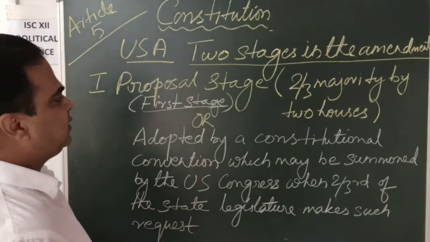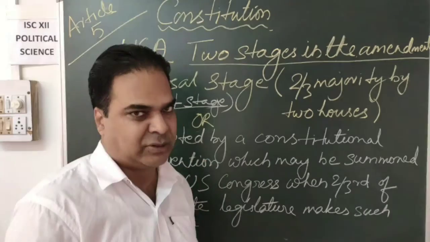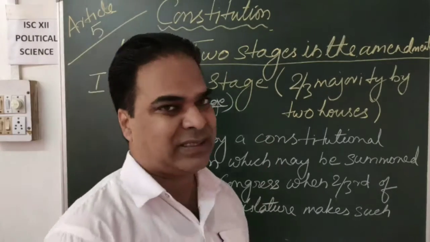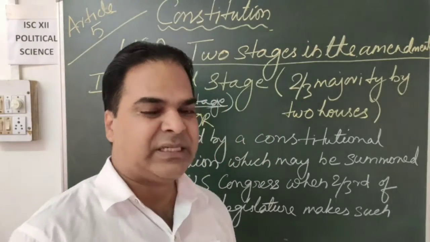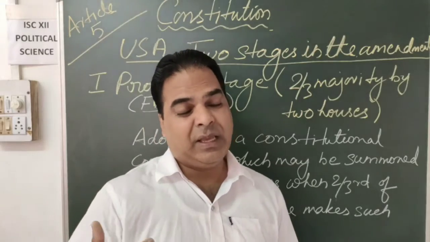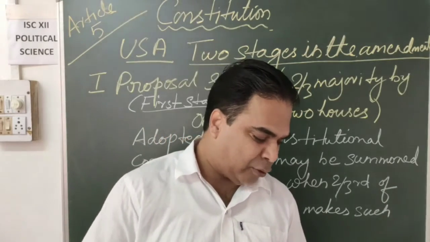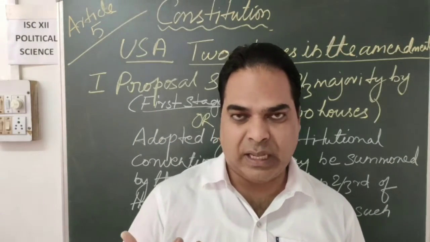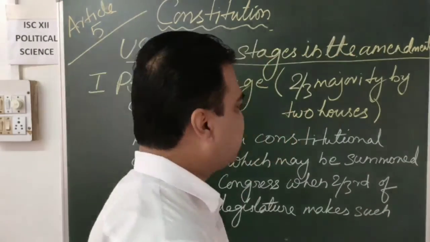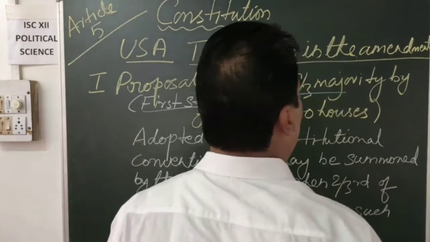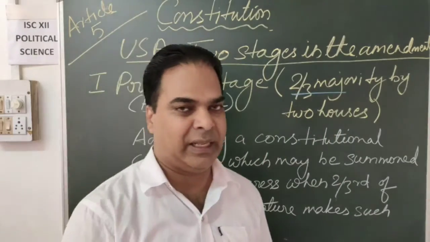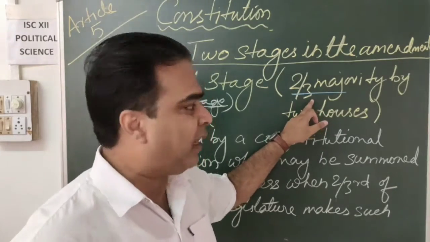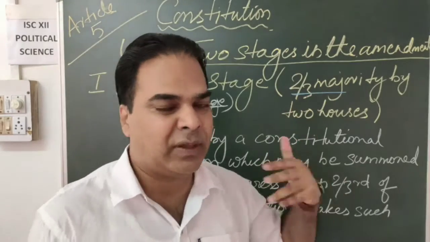The first option is if both the houses of the US Congress adopt the proposal of the constitutional amendment by a two-third majority of both the houses separately, that means a two-third majority of the House of Representatives and a two-third majority of the Senate.